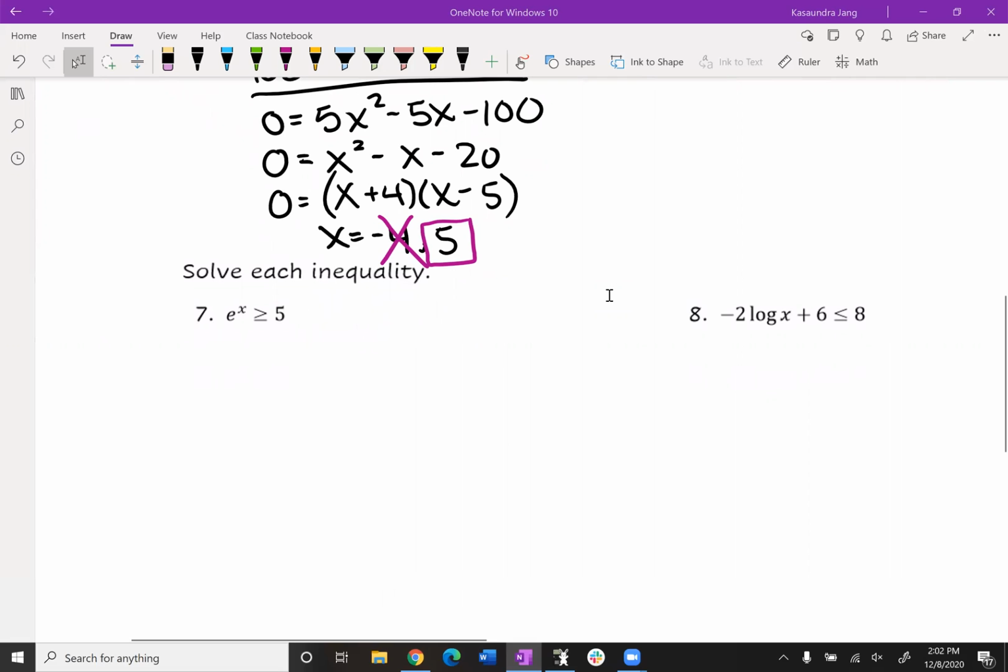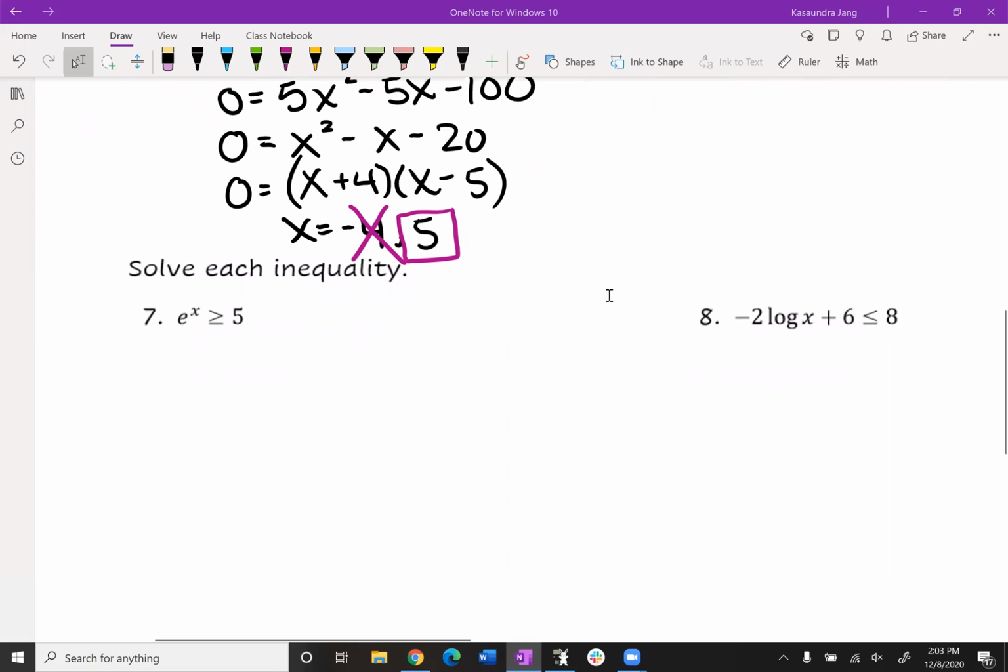Inequalities. Let's see if we can solve some inequalities. All right, so number 7 is an exponential inequality, and then number 8's got a logarithm. They're kind of like opposites, you know? Let's see here. My number 7, I'm gonna do whatever's the opposite of e to the x. Tyler, how do I get rid of that e in my e to the x?